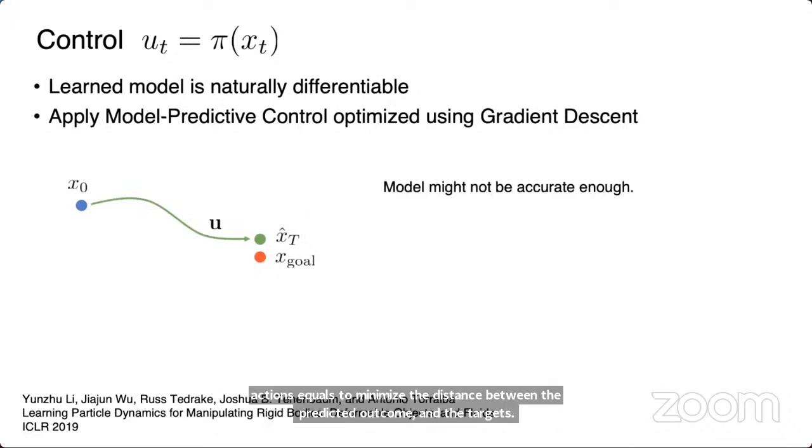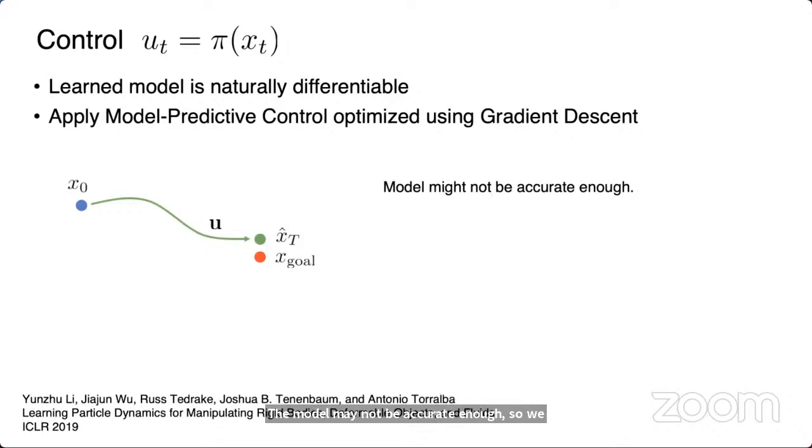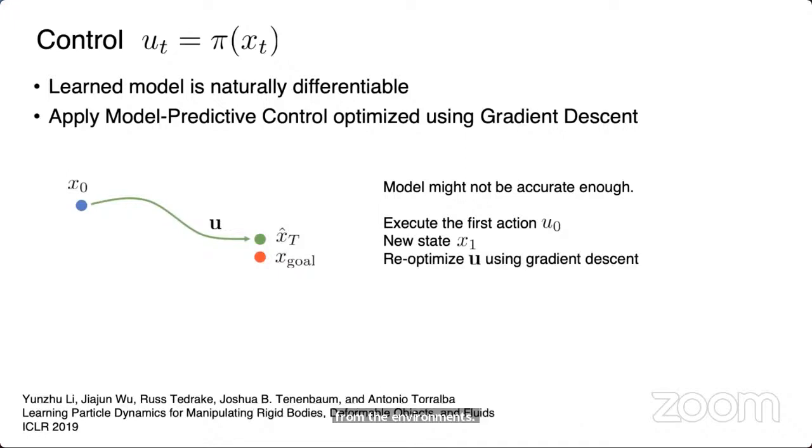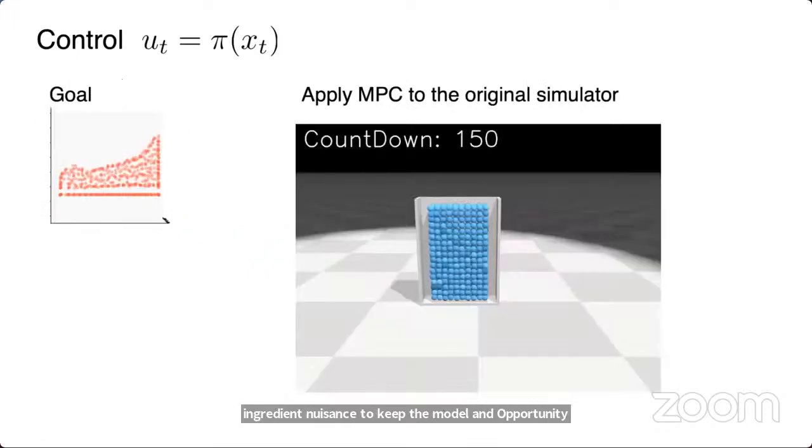The model may not be accurate enough, so we use model predictive control, where we only execute the first action U0, and then obtain the new state x1 from the environments. We then re-optimize the action sequence U using gradient descent to give the model an opportunity to adjust the action sequence to account for the prediction error.